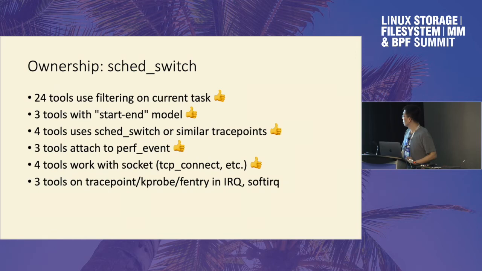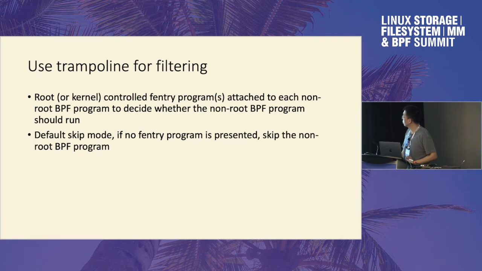So, yeah, more like button, which is pretty useful, but of course that's a lot of work. So how do we do the filtering? I had an idea: we can use a trampoline for that. The root, or even the kernel, loads an fentry program, and we have some mechanism to load that into every non-root BPF program. And if the filter says we should skip this, we'll just skip it.